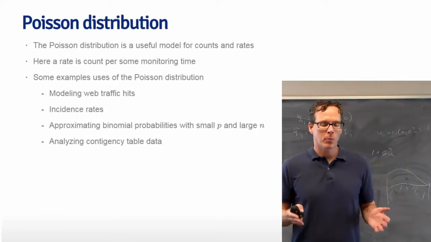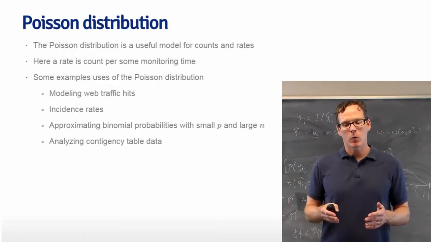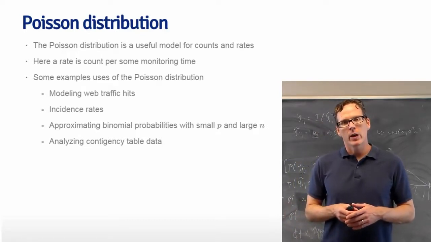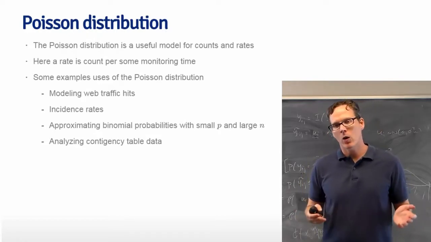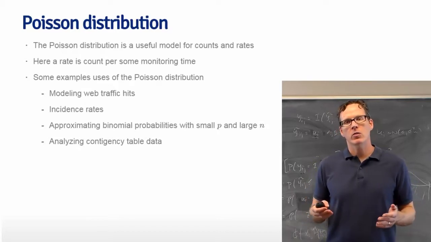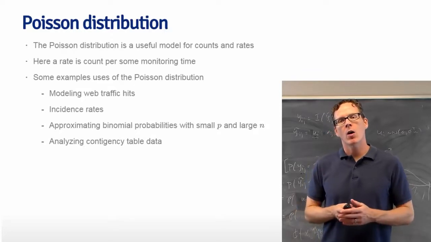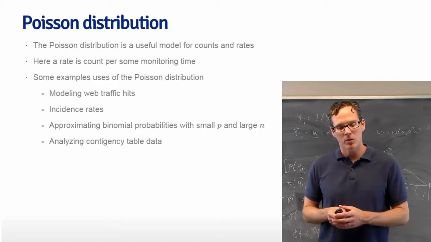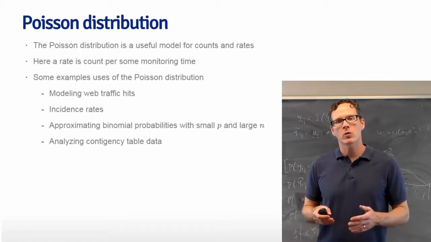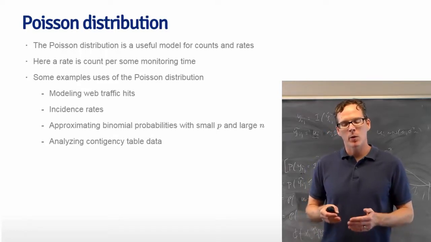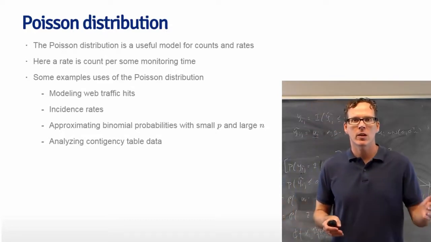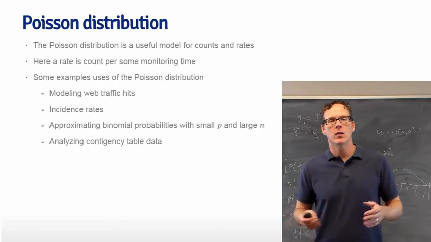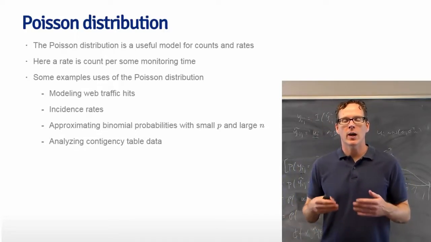So the Poisson distribution is a useful model for counts and rates. And again, a rate is a count per some monitoring time. So, often incidence rates and web traffic and all these other things are modeled by Poisson distributions. A very common use of the Poisson distribution is approximating binomial probabilities, where the success probability is very small and the n is very large. You can think of that as an instance of approximating an unbounded count, even though the actual count is bounded.